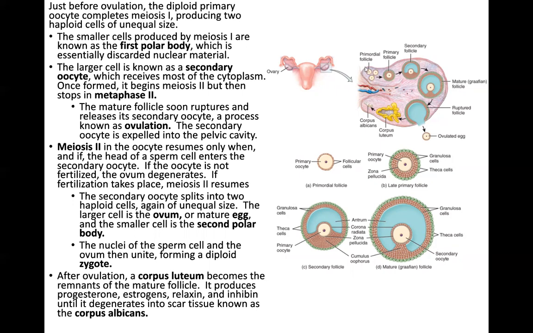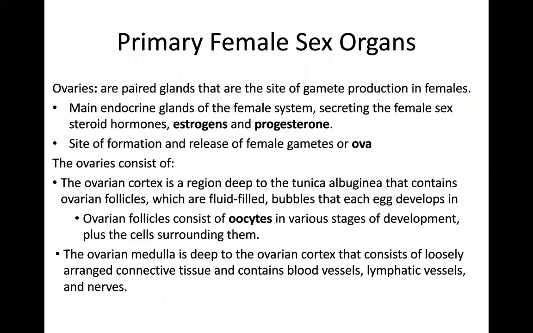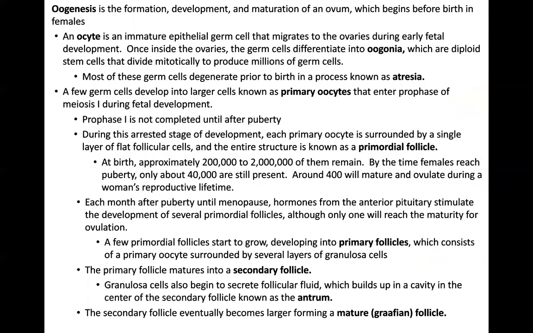As you can see, as we go from primordial to mature, the number of cells that surround the egg becomes more and more, and as the follicle grows, it also starts to have a cavity called an antrum, where you find follicular fluid. Those four follicles are shown right here, and we're going to talk about those starting on this page, going back to where we were right after that slide.